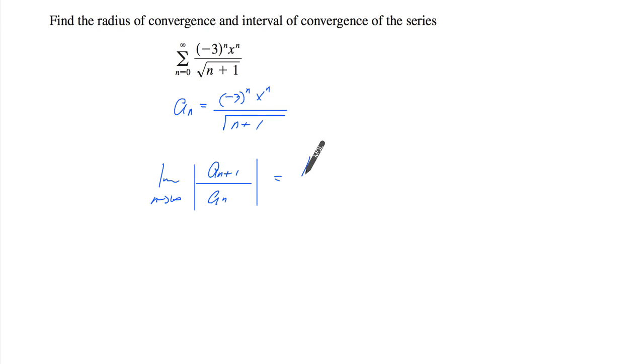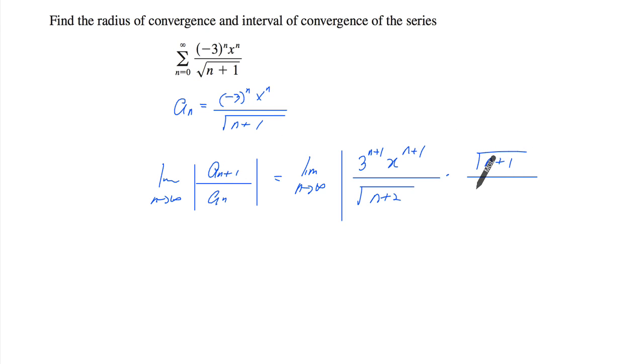Okay, so we can ignore the negative because we're taking the absolute value anyway. So we have 3 to the power of n plus 1, x to the power of n plus 1, and it's going to be root of n plus 2, multiplied by the reciprocal instead of dividing by a_n. So we get root of n plus 1, right? 3 to the power of n and x to the power of n.